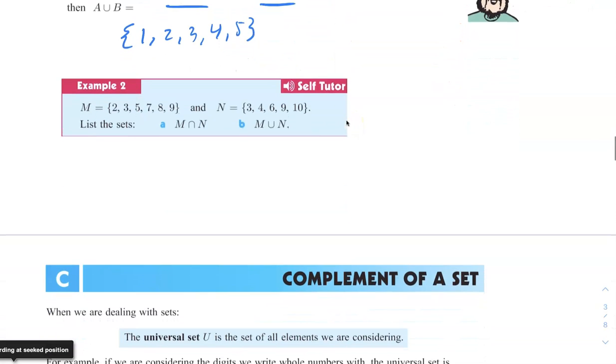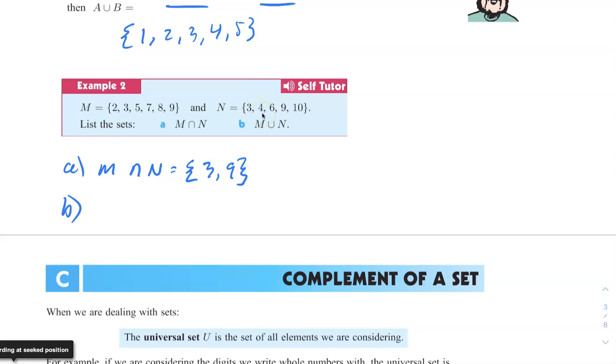So let's do example 2 real quick. So here are my sets. M is 2, 3, 5, 7, 8, 9. N is 3, 4, 6, 9, and 10. I want to find A, the intersection, M intersection N. So remember, that's what they have in common. That's what they share. So it's the 3, 4, 6, no, 9, 3 and 9, I think. Right, so the only things they share in common are that they both have a 3 and they both have a 9.